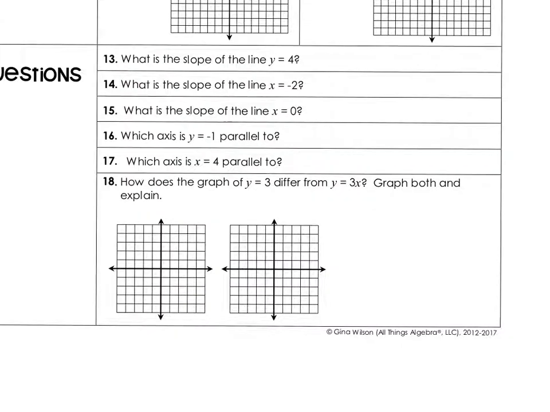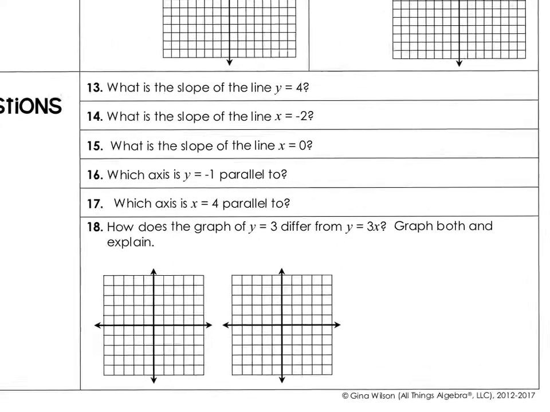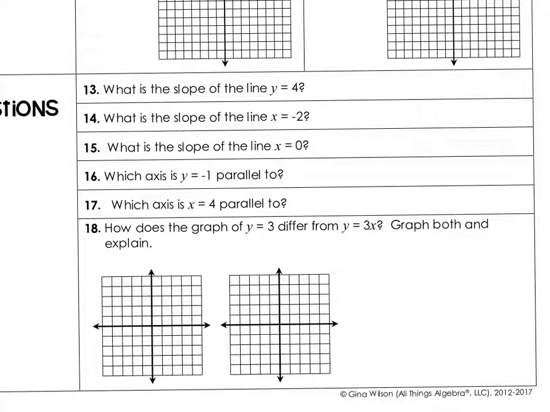So let's take a look at 13 through 18. We've got some questions here to think about. What is the slope of the line y equals 4? Well, you tell me. The slope of the line y equals 4 is 0 because that is a horizontal line. What about number 14? What is the slope of x equals -2? That is a vertical line. What's the slope? The slope would be undefined.